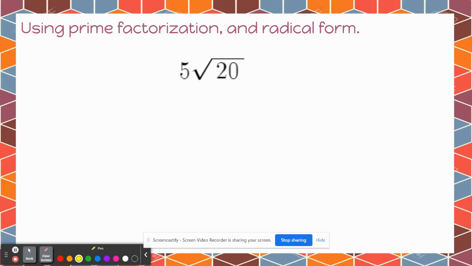Okay, let's go ahead and try this one. As you notice, we have a number on the outside that's called our coefficient. We're going to deal with that at the very end. So we're going to first factor out 20. So 4 times 5, 5's prime. 4 is 2 and 2. Now, what pairs do I have? I have a pair of 2's. So I can pull the pair of 2's out, and I bring it out.